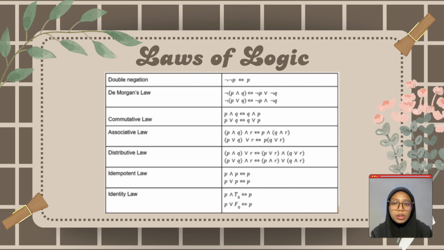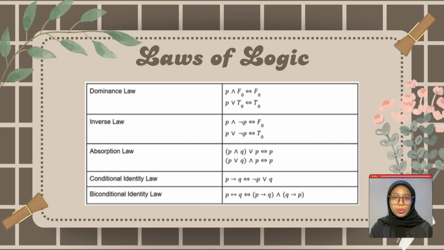The idempotent law states that repeating the same statement does not change its value. Lastly, the identity law explains how a statement interacts with true and false values, showing that combining a statement with a true value leaves it unchanged.